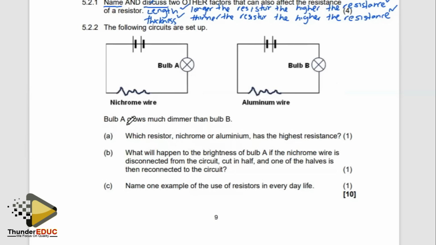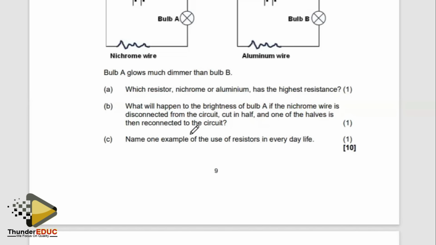So then move on to bulb A glows much dimmer than bulb B. That's what they give us. The question now asks, which resistor, nichrome or aluminium, has higher resistance? We end up having nichrome because the statement says bulb A glows much dimmer than bulb B. So, which means this nichrome has a higher resistance.